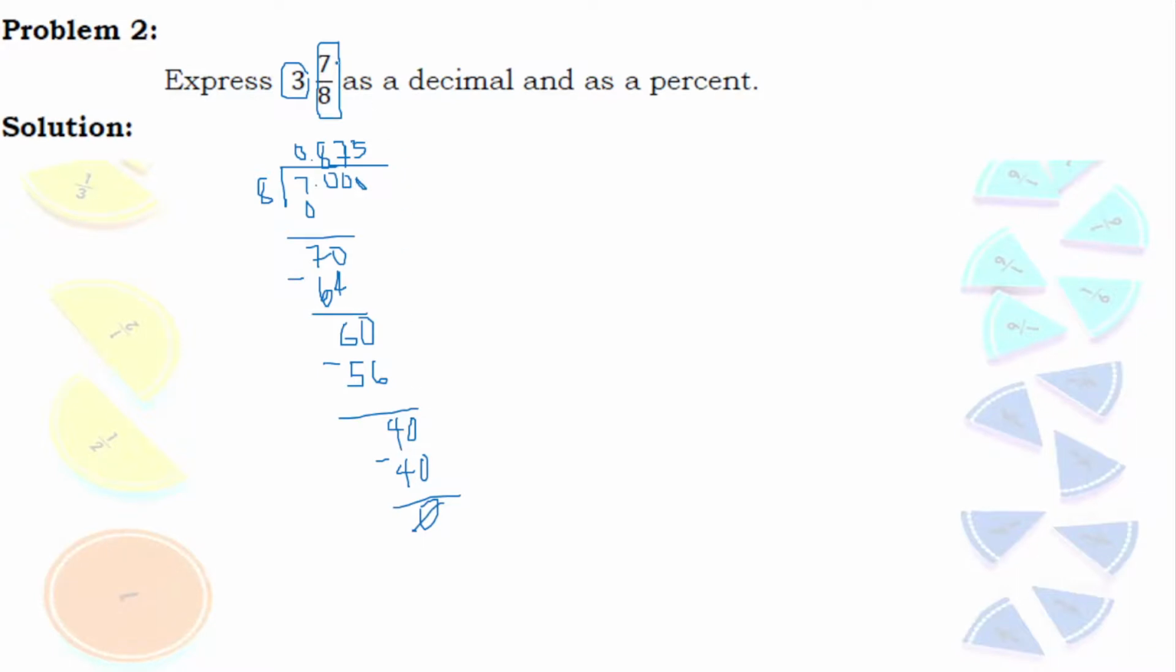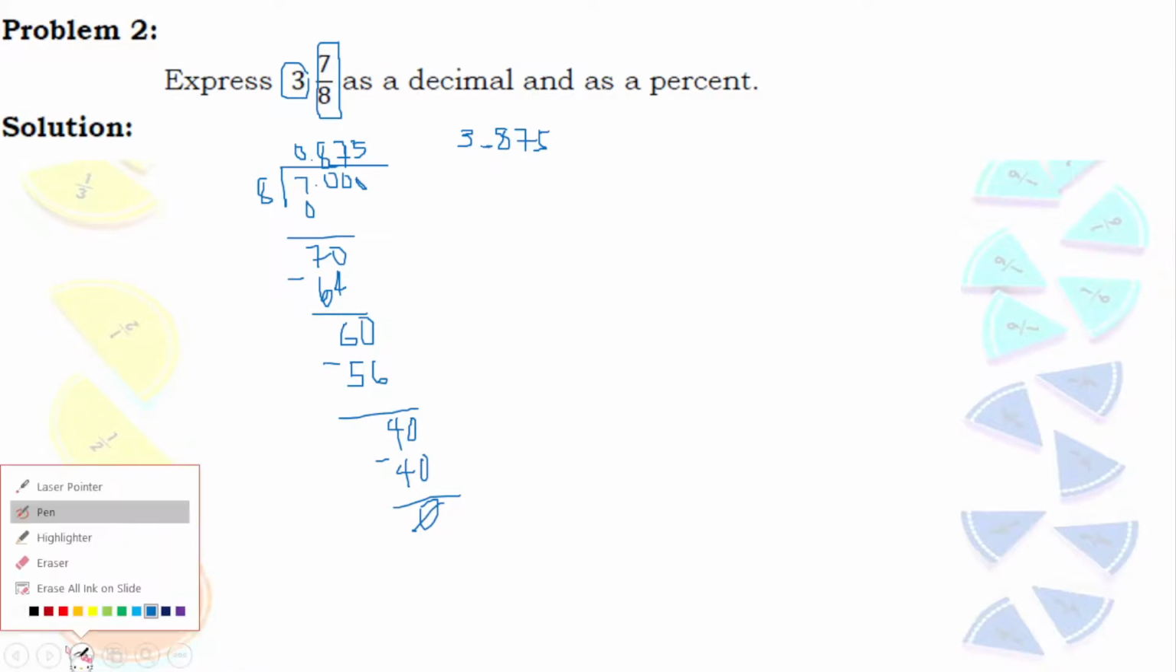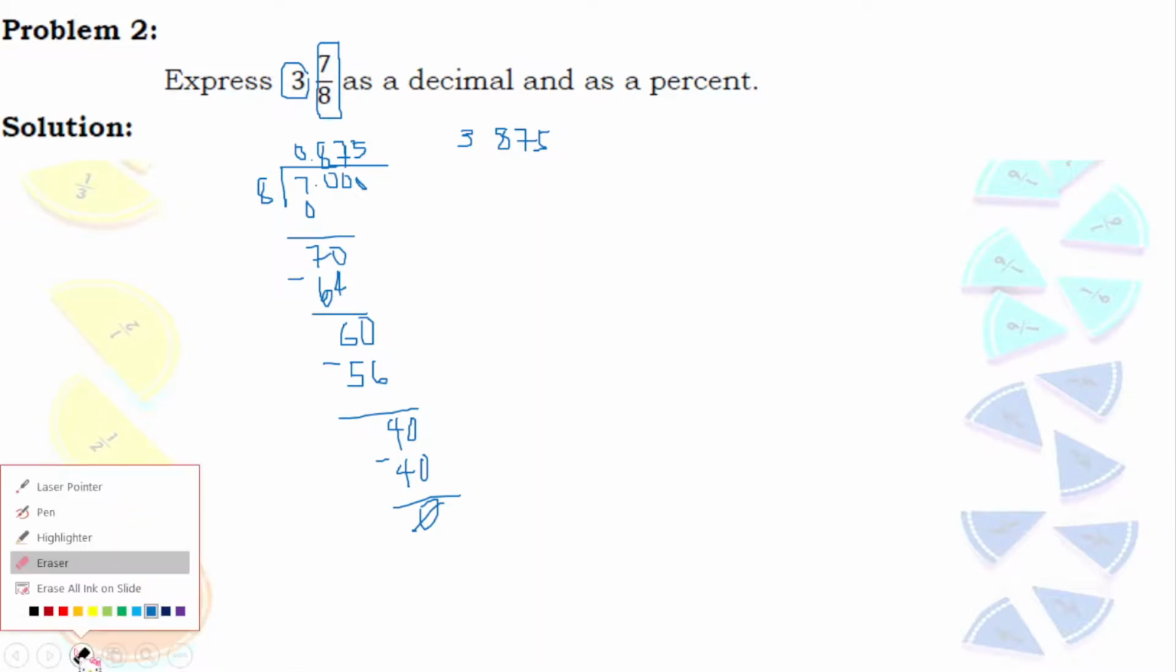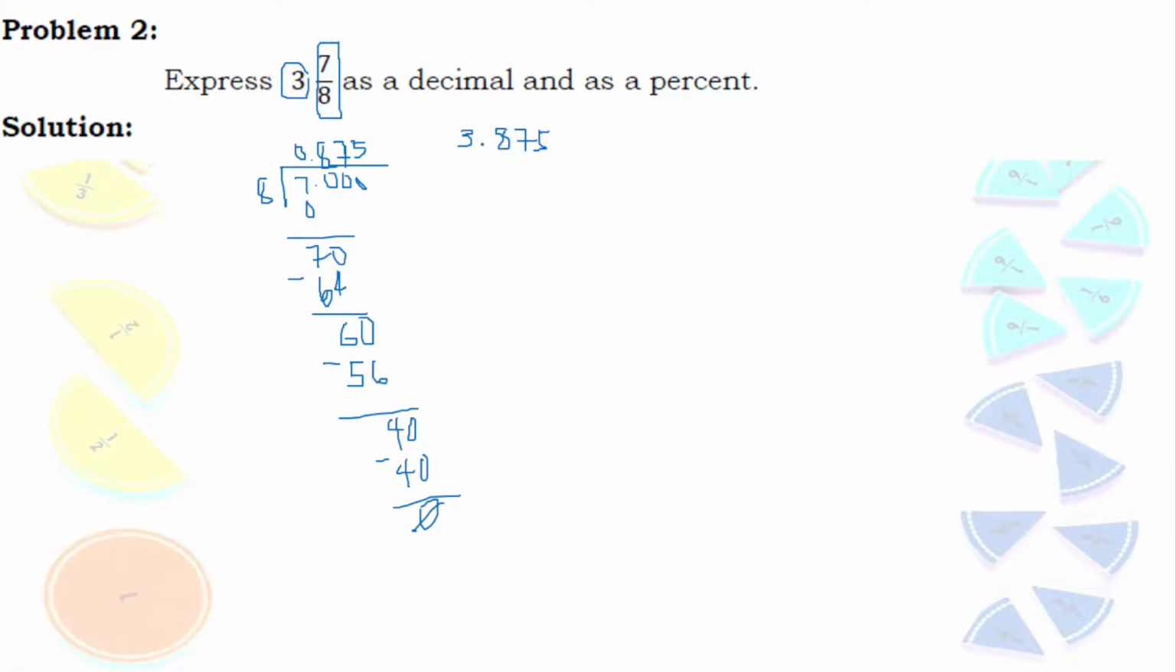So we have gotten the decimal of 7/8. We just need to add the 3, the whole number, and then copy the decimal of 7/8, which is 875. So this is the decimal. Sorry, wait a moment. It's hard when it's not a stylus. Sorry. So we will get the decimal 3.875.